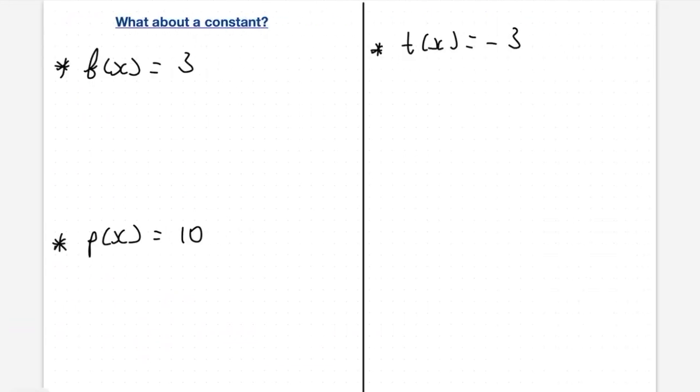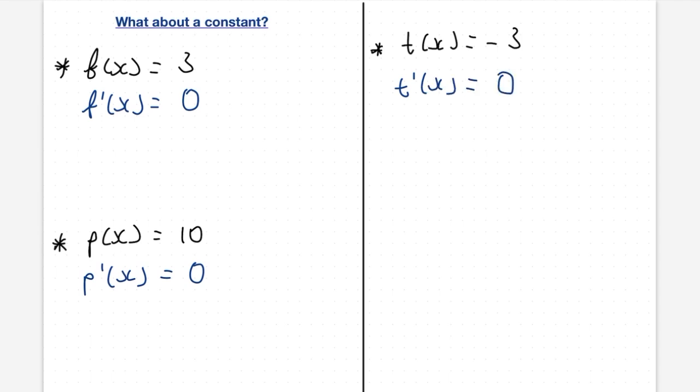Then what about a constant? What if I was told that f of x is a constant like 3? Well, in that case, f prime of x is just 0. So if you're told that p of x is 10, 10 is a constant, so p prime of x is just 0. If you're told t of x is equal to -3, -3 is a constant, so t prime of x is 0. Again, I won't just make you memorize this.